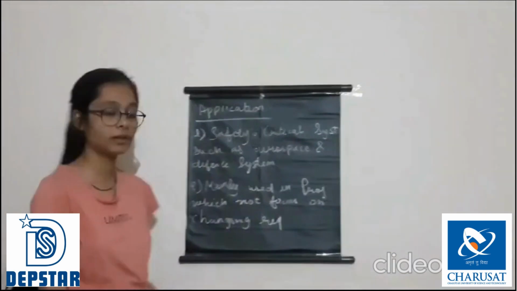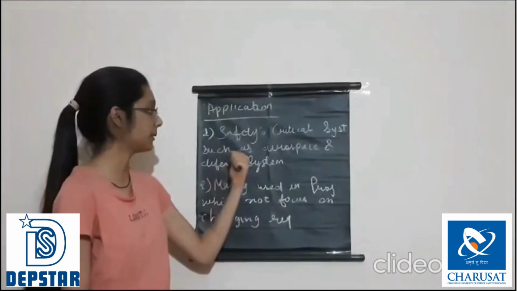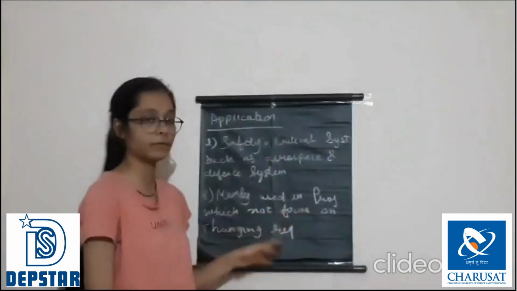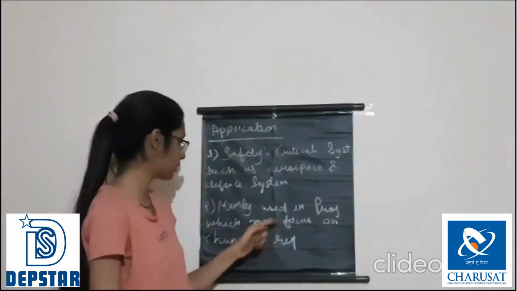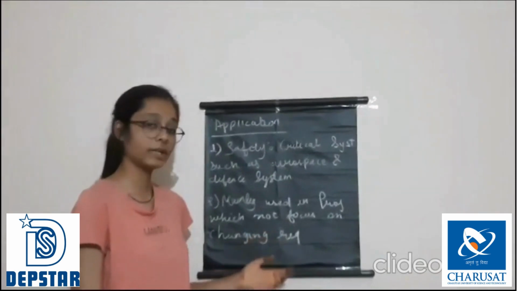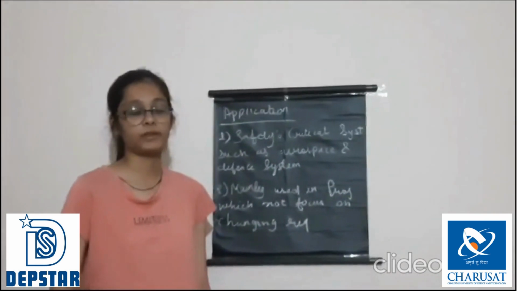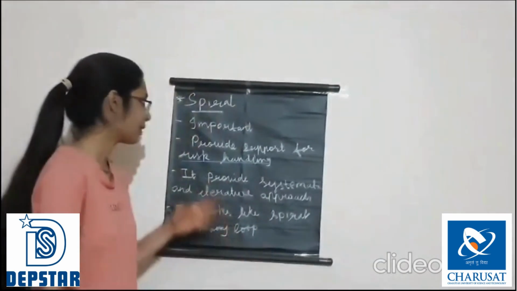Application of V-model. V-model is used for safety purposes, especially in critical systems such as aerospace and defense systems. It is mainly used in projects where requirements are clear, where they don't focus on the requirement phase. Now let's talk about Spiral.